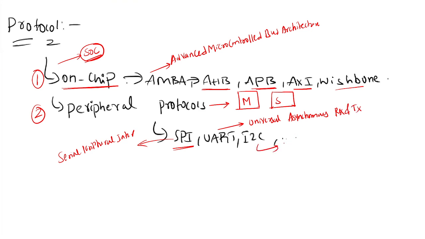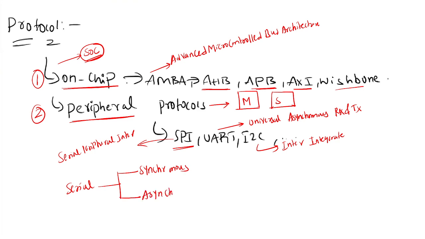I2C we have already seen; it is the Inter-Integrated Circuit. These peripheral communications are actually serial communication, and there are two types: synchronous communication and asynchronous communication.